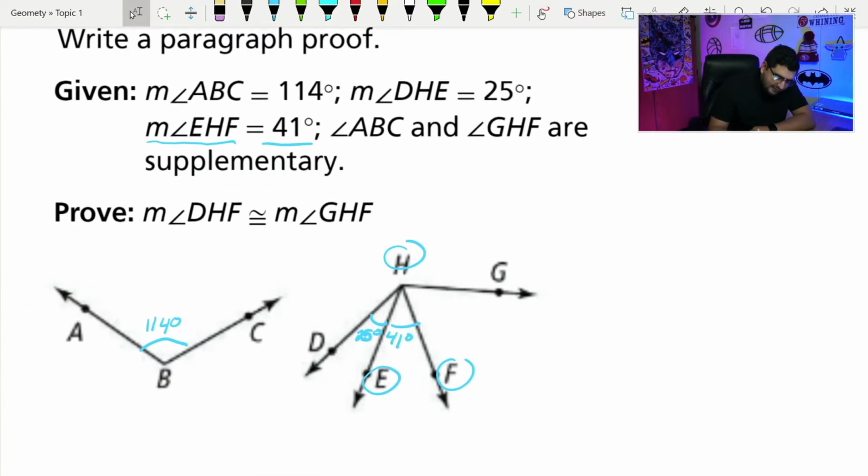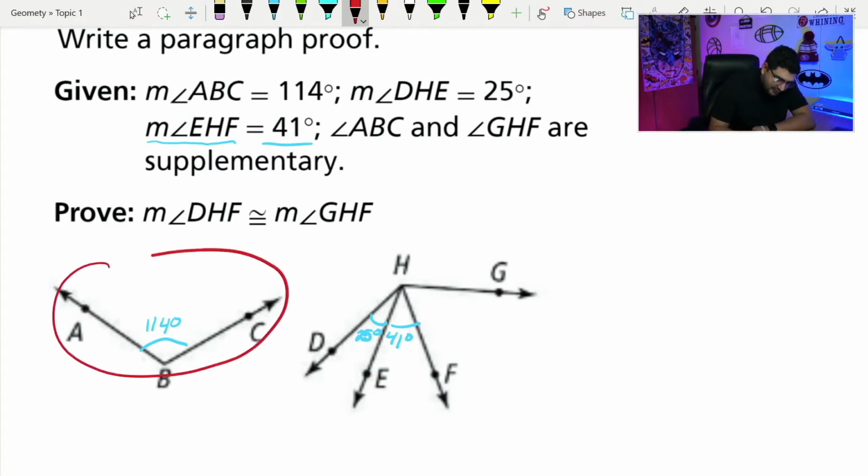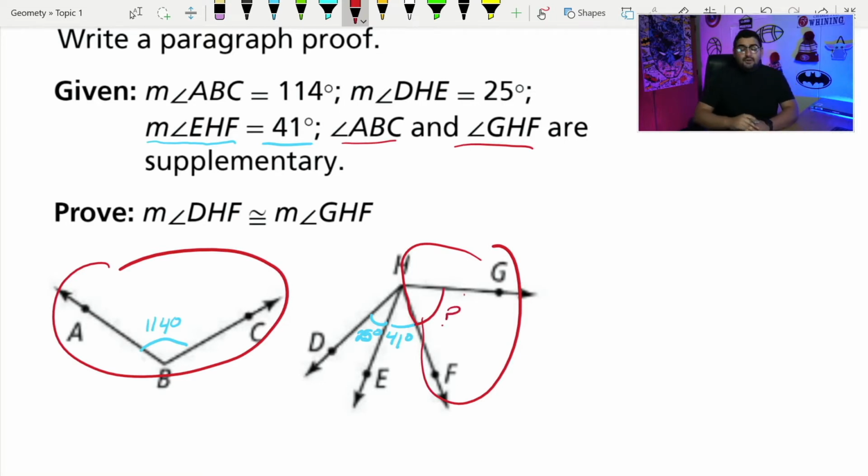Finally, they tell us that angles ABC, which is this angle, and GHF, which is this angle right here. So these two angles, the 114 and this angle that we don't know, we know that those are supplementary, which means that if you were to add them both up, you'd get 180. Okay, good to know.